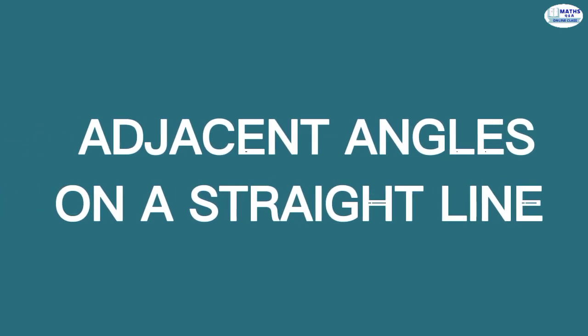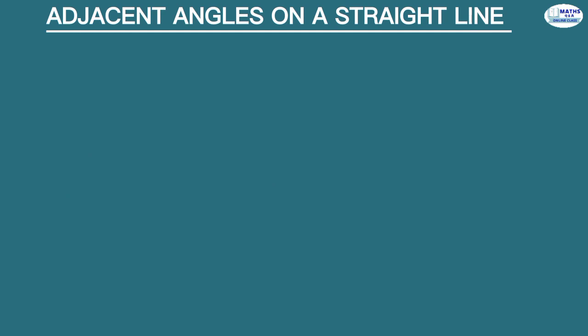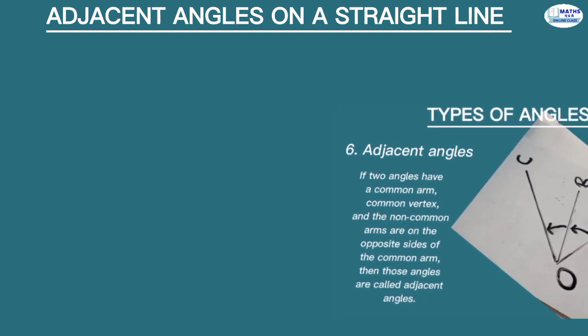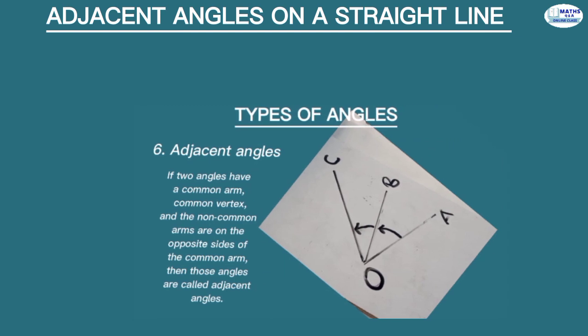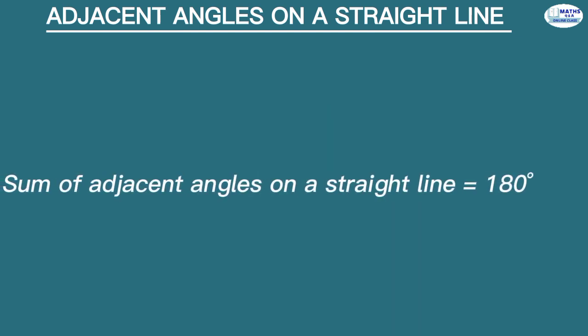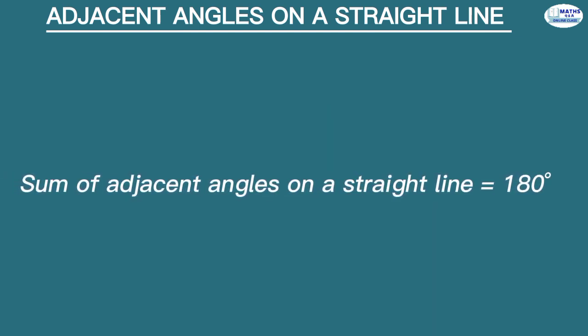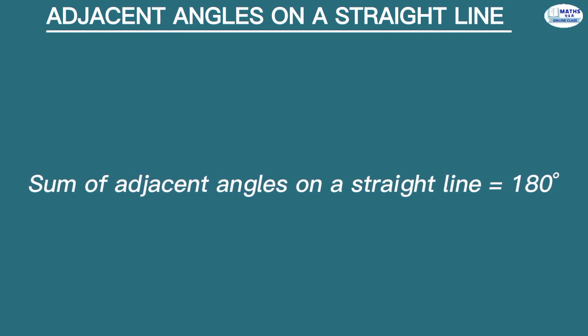In our previous lesson, that was lesson 1, we discussed adjacent angles. If you remember, that was the cis angle that we talked about. Now, the sum of all these adjacent angles on a straight line is equal to 180 degrees. That is what we usually say, that all angles that are formed on a straight line, they sum up to what? 180 degrees. This is what I mean.